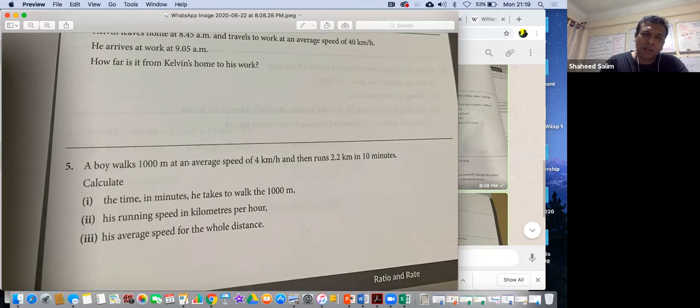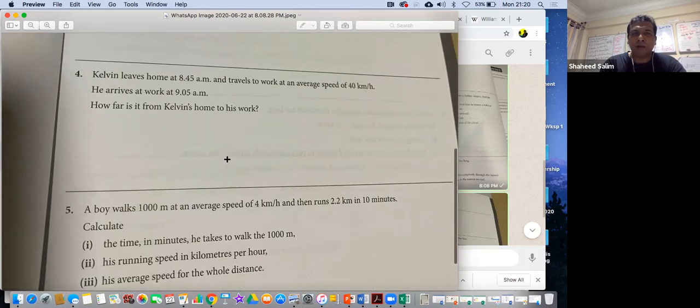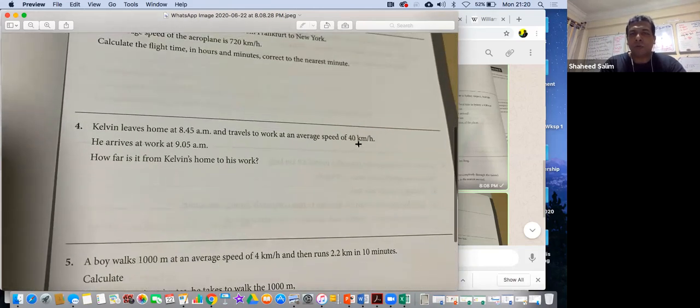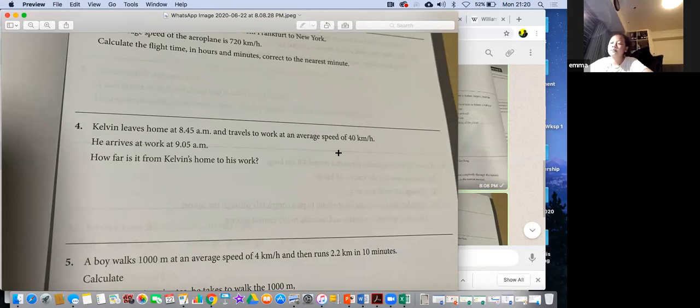Now, why do they always use the word average? I explained to you in primary school, but why? Why must they put the word average there? Just like when you drive a car to work, at 40 km per hour. Why don't they just say at a speed, not average speed? You know why? Because average means agak-agak. It's more or less like that.